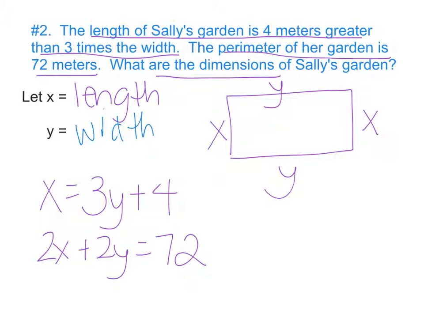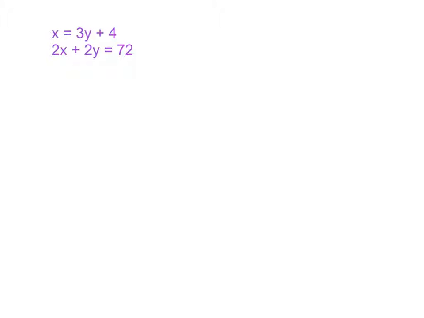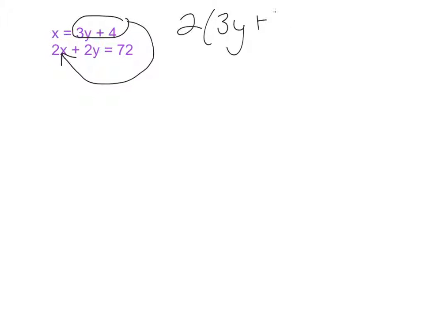So now we are going to use substitution to solve this problem. Since x equals 3y plus 4, we can take this 3y plus 4 and plug it in for x. That is the process of substituting. We're replacing something in for something else. So I'm going to rewrite my bottom equation, but now instead of x, I'm going to plug in a parenthesis, 3y plus 4, and then I have my plus 2y equals 72.